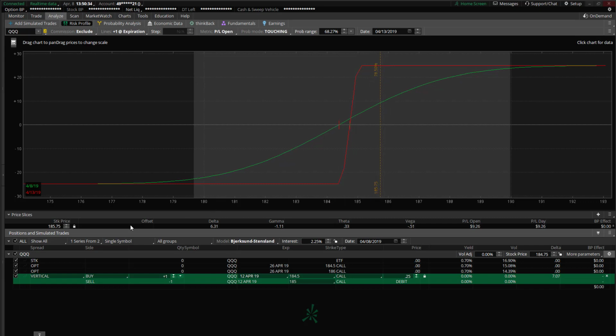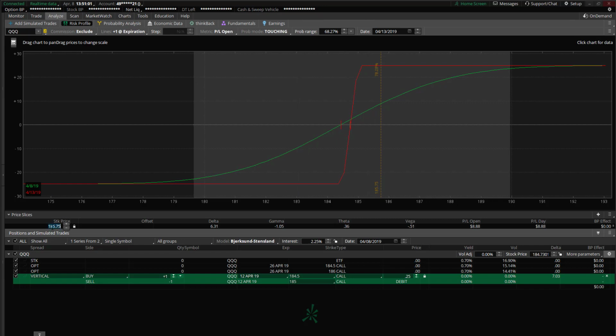All right. So not only can you use these price slices to identify moves up or moves down, you can set probability of touching with your slice to identify your likelihood of moving up to that range at some point between now and the expiration or the time period that you choose.